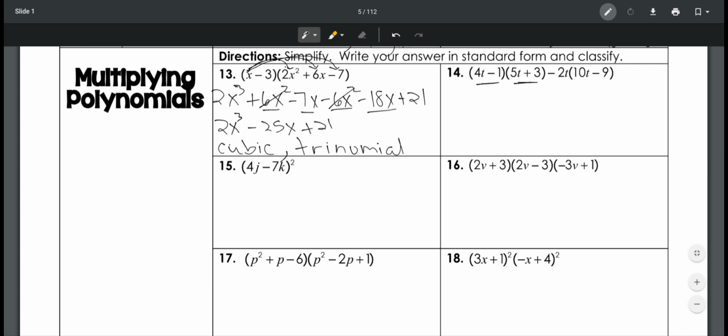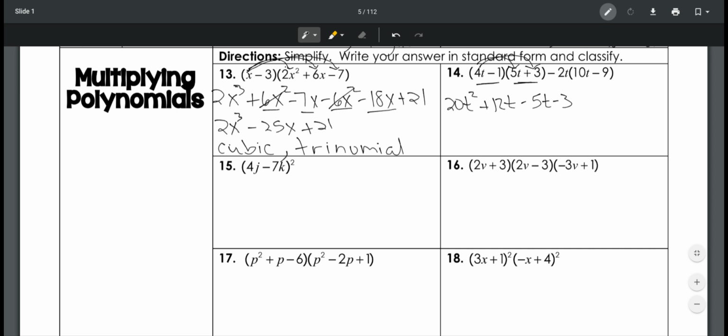Very similar to what I did in example 13, I'm going to take the 4t and distribute it, or multiply it, times the two terms in the second group. So that would give me 20t squared. 4t times 5t is 20t squared. 4t times 3 is positive 12t. Once I do that, I'm going to take my negative 1 and do the same thing, multiply it times the 5t and the 3. So that gives me negative 5t and negative 3.